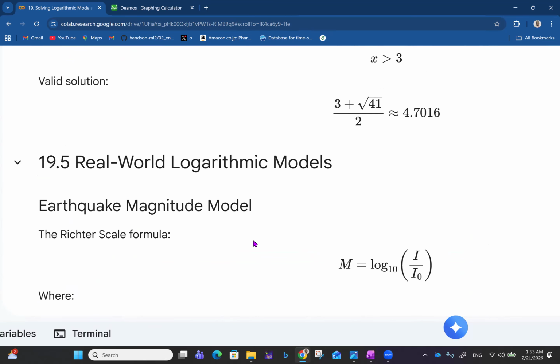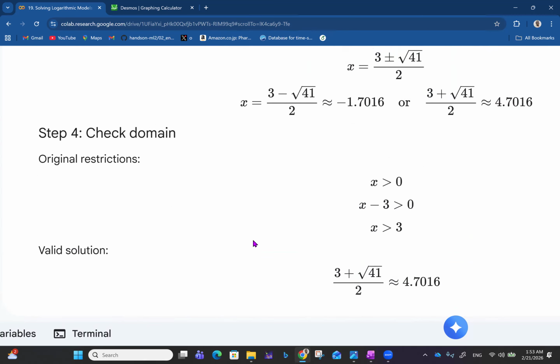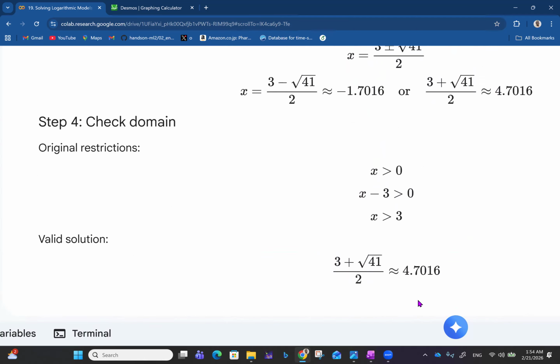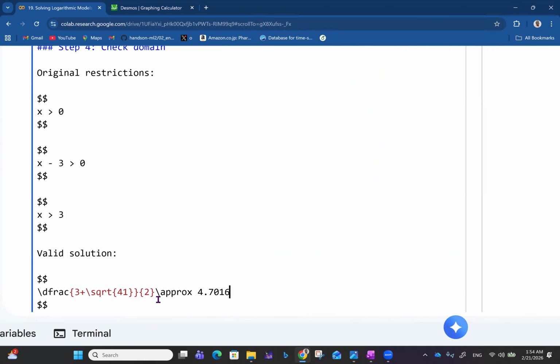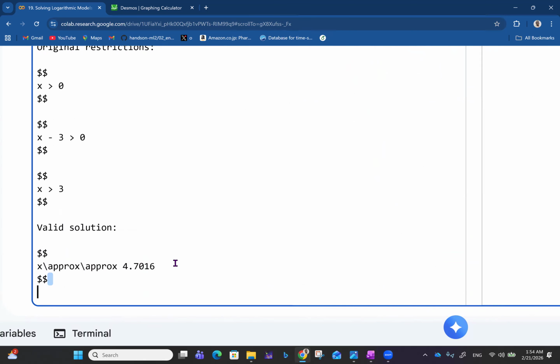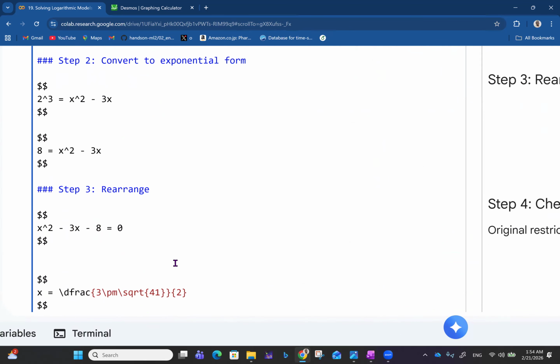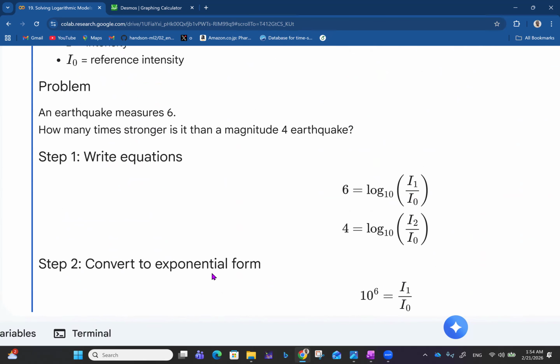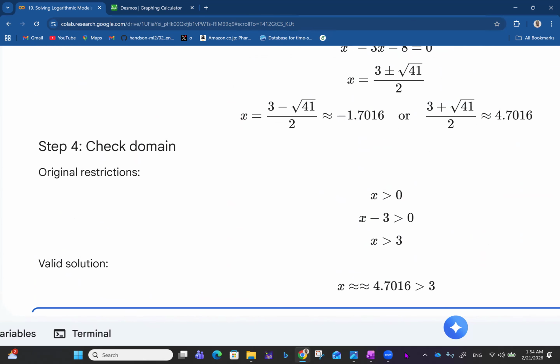So this is the only valid solution. x equals 3 plus root 41 over something, which is approximately this. And of course, it's greater than 3. So that's the only one that meets the criterion of x being greater than 3. So that's all we have there.